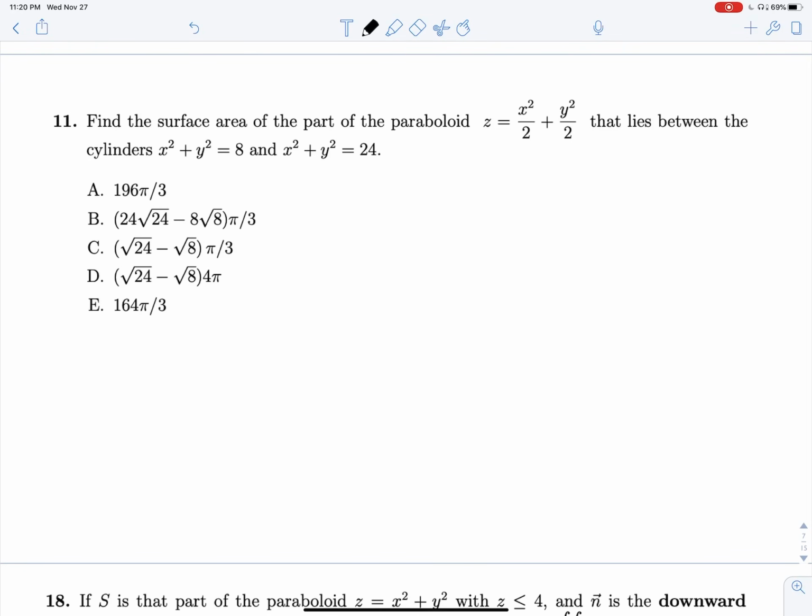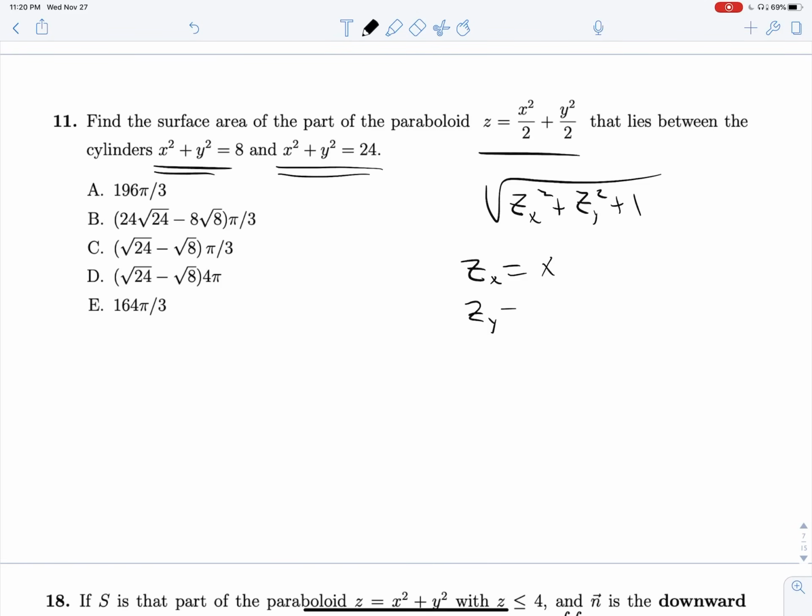Okay, let's find the surface area of the part of this paraboloid that lies between the cylinder of radius root 8 and the cylinder of radius root 24. So all we're going to need for this is our square root of zx squared plus zy squared plus 1, and we can turn it into a rectangular integral on the xy plane, and in this case we're going to be doing a polar integral. Zx is x, zy is y, so this is just root x squared plus y squared plus 1.